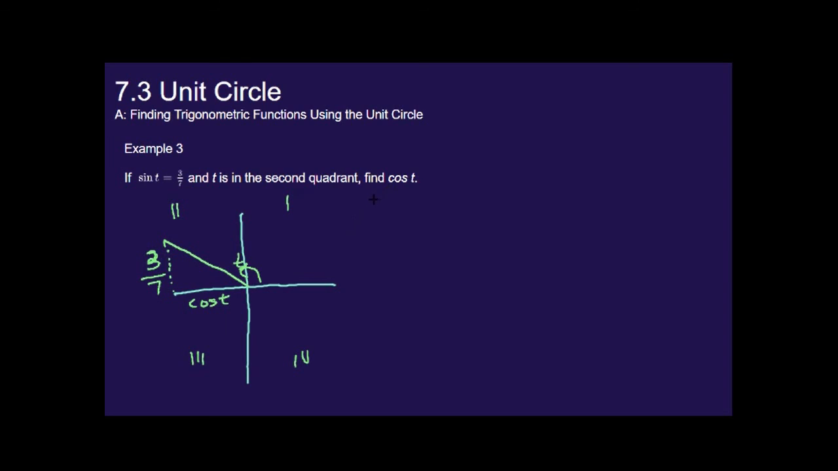So I'm going to use my definition of the unit circle: cosine squared t plus sine squared t is equal to 1. Then I'm going to plug in what I do have. I have that the sine of t is 3/7. Cosine squared t plus 3/7 squared is equal to 1. I'm going to simplify.